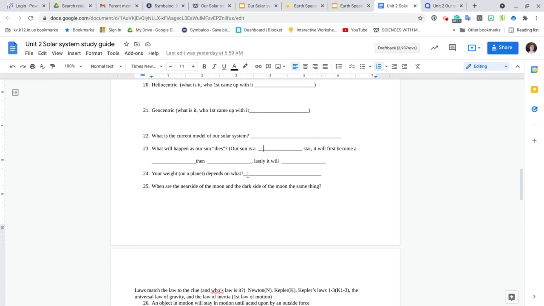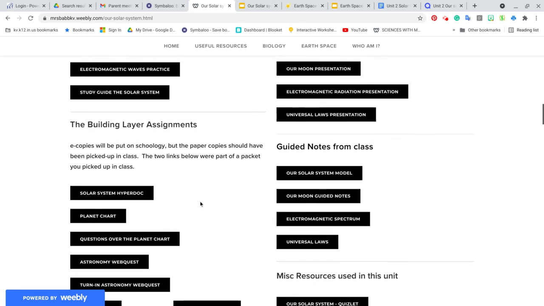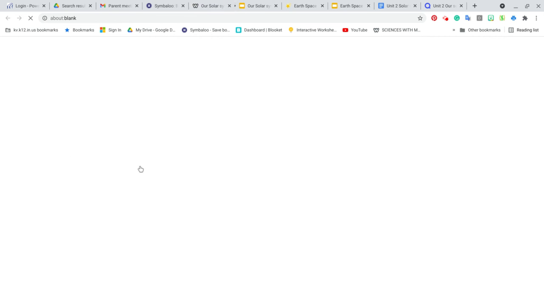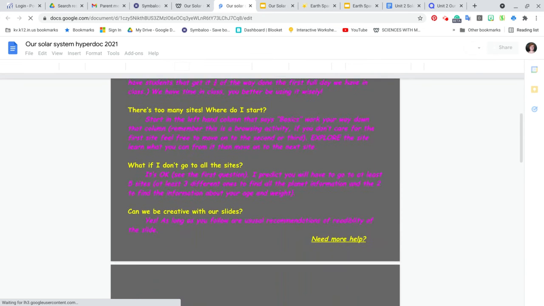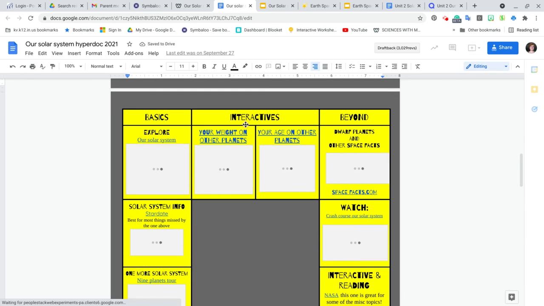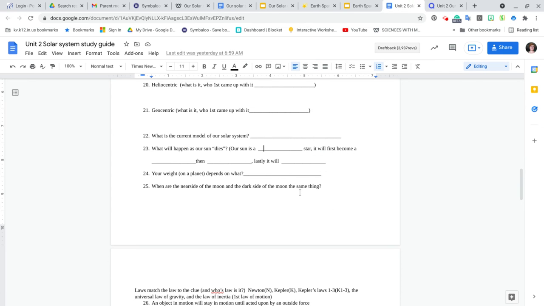Your weight on a planet depends on what? That was part of the solar system hyperdoc, where you figured out how heavy you were on the different worlds. Remember that? If you didn't do that, now would be a good time to do that.